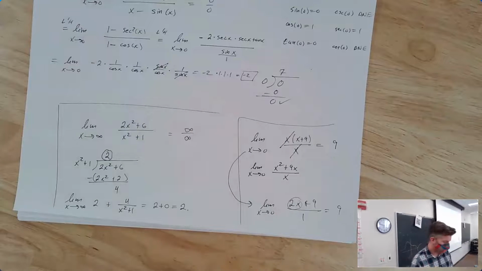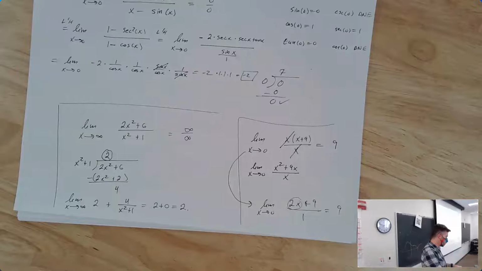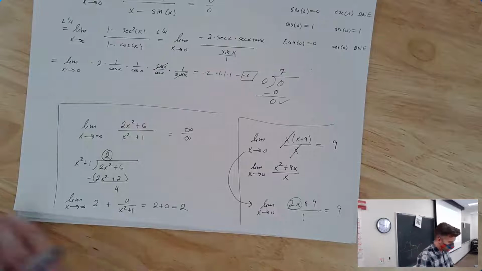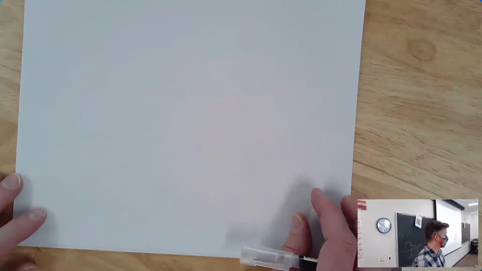Okay. So 0 over 0, infinity over infinity types, those usually aren't too terrible to deal with. But those aren't the only types of limits that sometimes require L'Hopital's.